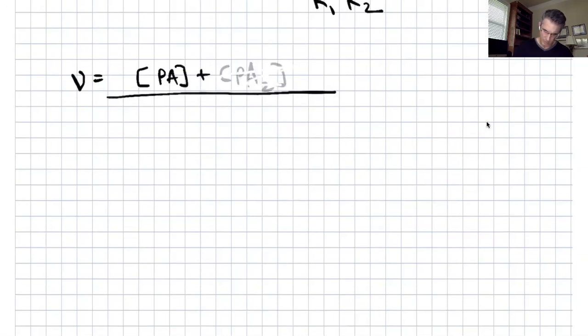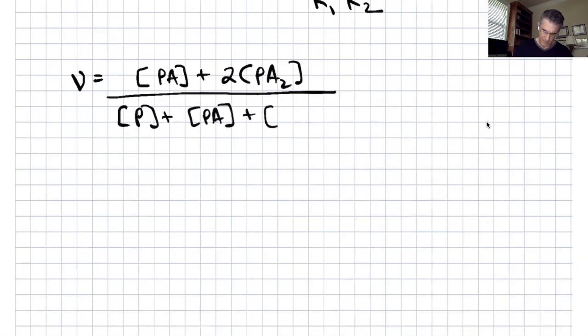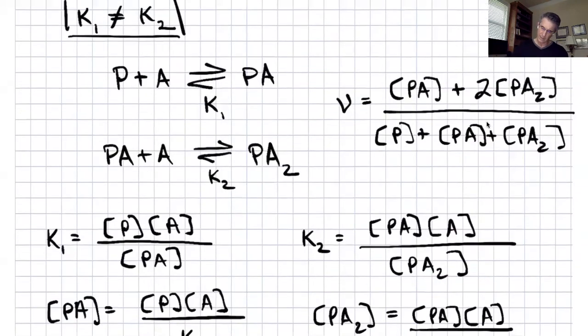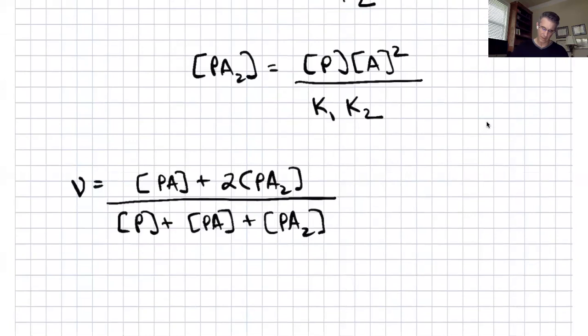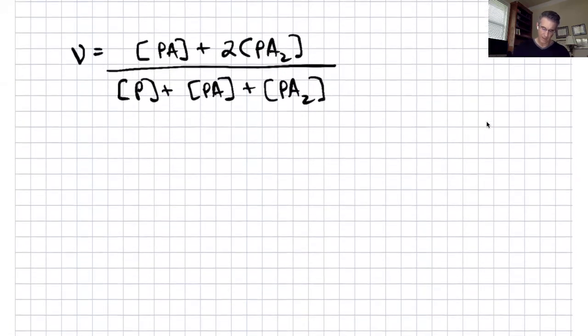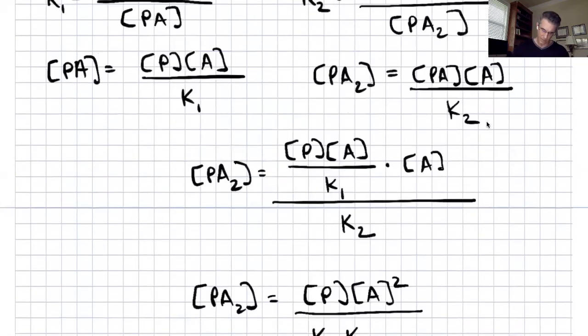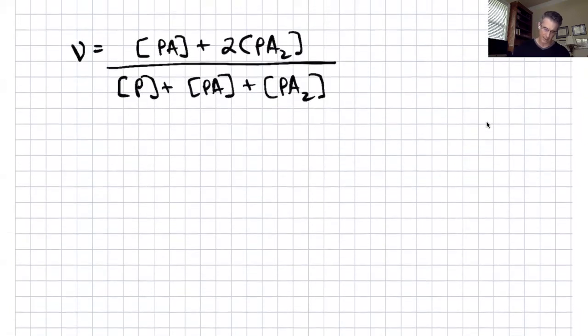Oops, dropped a term. 2 times the concentration of PA sub 2 over the concentration of P plus the concentration of PA plus the concentration of PA sub 2, right? You guys remember that? Yeah, so I got our terms there. All right, now let's do that substitution trick. We've got this definition here for PA. Let's substitute that guy in.